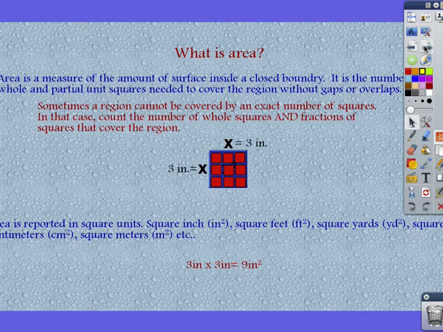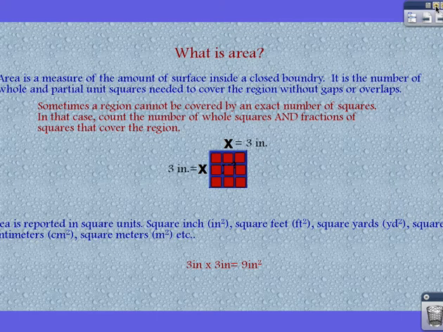Area. What is area? Well, area is going to be the measure of the amount of surface included or enclosed in a boundary. It is a number of whole and partial units, squares, that cover the region without gaps or any overlaps. Sometimes the region can be covered by an exact number of squares. In that case, you can count all the squares and find the fraction of the squares.